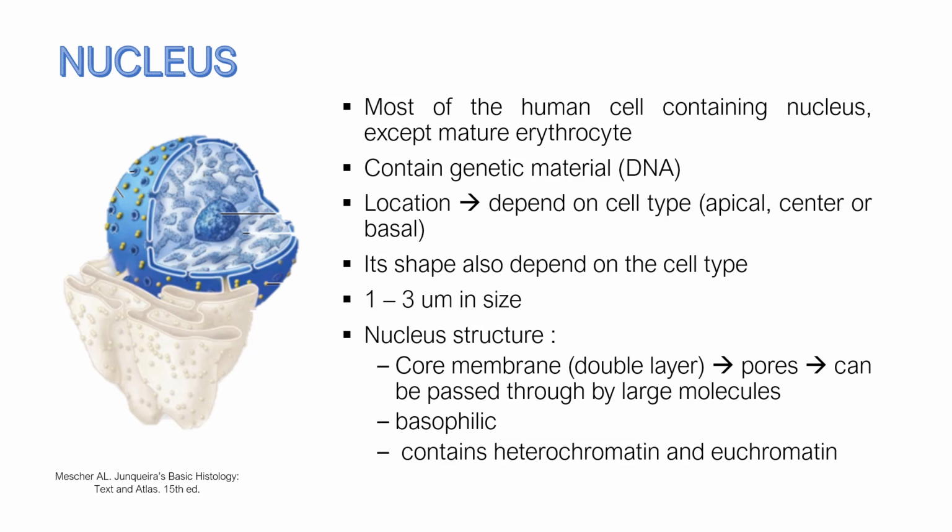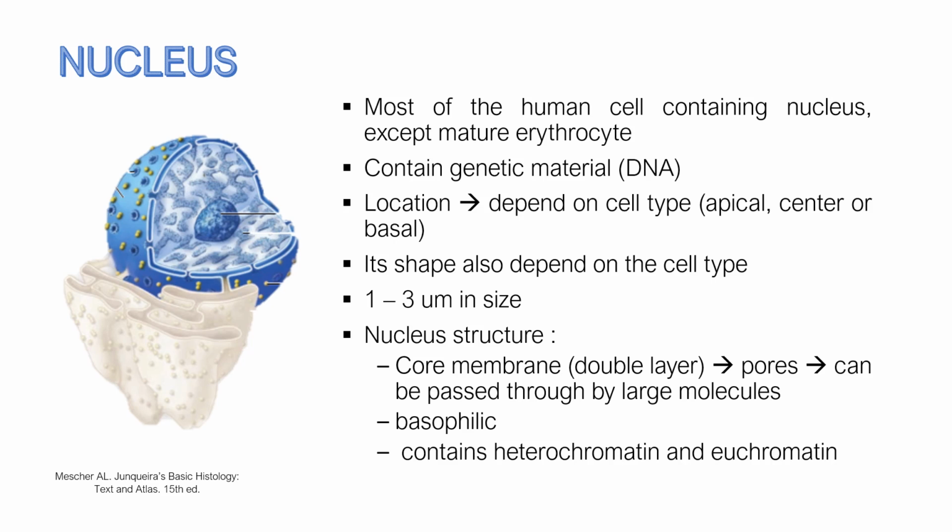Most human cells contain a nucleus, except mature erythrocytes. The nucleus contains genetic information together with the machinery to replicate DNA and synthesize and process all types of RNA. Nucleus location depends on cell type: in the apical, in the middle, or basal part of the cell. And nucleus shape also depends on the cell type.